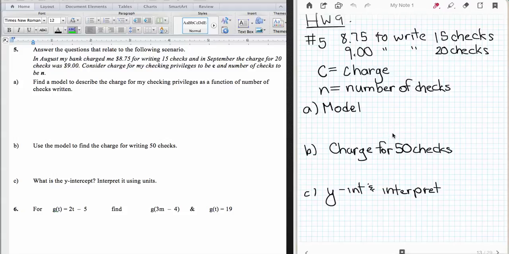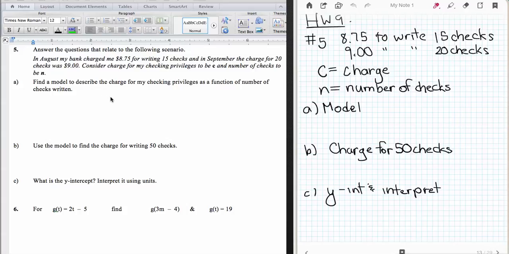All right, this is, I think, video number 4 now on the review for test number 3, Fall 15 for Math 110. I'm looking at problem number 5 from homework number 9. This one is a word problem that's applying our linear equations.